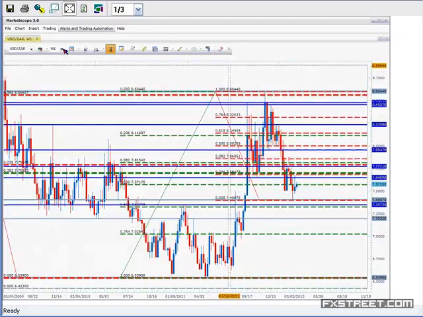Now when you go on the daily, of course you'll start seeing a lot of what's on the right side of the weekly, and the last few candles on the monthly a lot better with a lot more clarity.